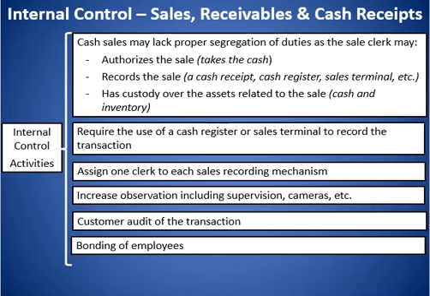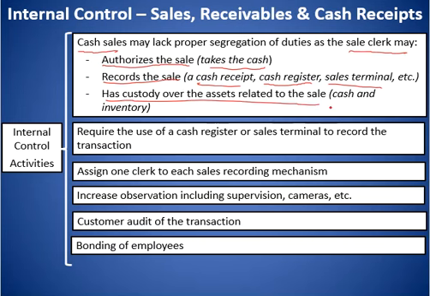Okay, the first thing we have to understand is that cash sales under these circumstances may lack a proper segregation of duties, as the sales clerk, the person who's handling the cash sale, may, number one, be in the position of authorizing the sale. In other words, they're taking the cash for the sale. Also, that salesperson is recording the sale typically. Either they're going to write out a cash receipt, or they're going to give you a ticket, or they're going to record it on a cash register or some type of sales terminal. Also, the sales clerk, and this is the toughest part, has custody over assets related to the sale.